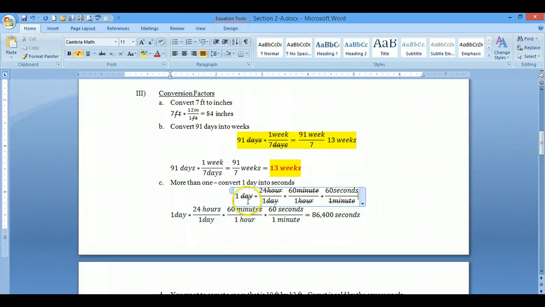On the bottom, again, I can put this over a 1. 1 times 1 times 1 times 1 is just 1. So dividing by 1 is just 1. So I'm not even going to put anything on the bottom. So now on the top I have 1, and I don't have days anymore because it's crossed out. 1 times 24 times 60 times 60.